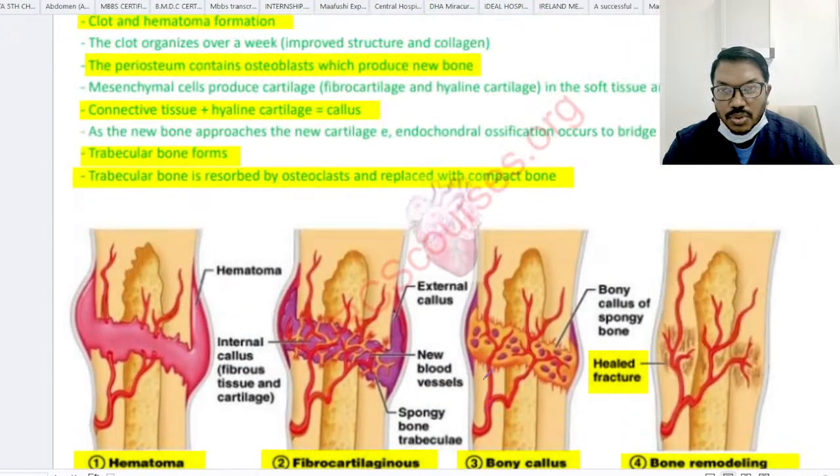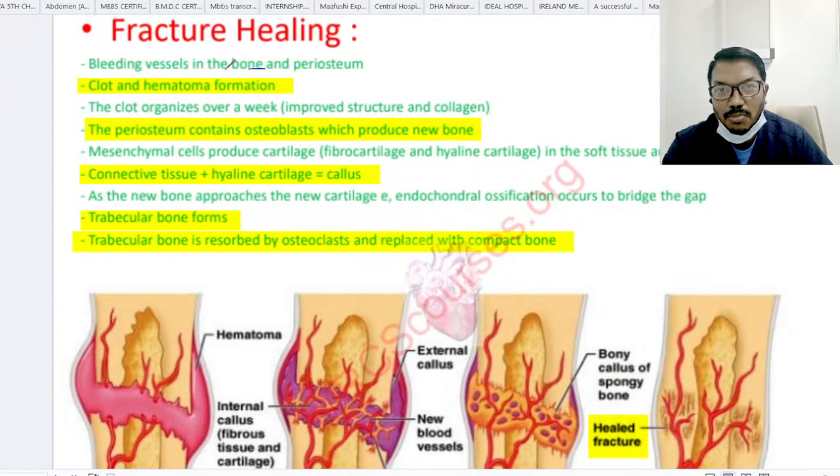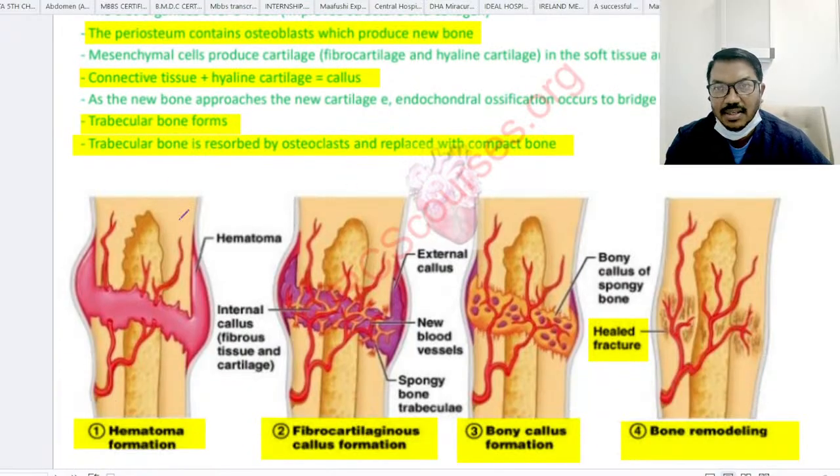Any bleeding vessel into the bone and the periosteum leads to clot and hematoma formation. Then the clot organizes over a week, improving structure and collagen. The periosteum contains osteoblasts which produce new bone. Then connective tissue with hyaline cartilage forms callus. Then trabecular bone formation. Trabecular bone is resorbed by osteoclasts and replaced with compact bone.